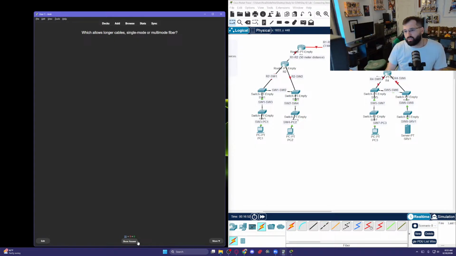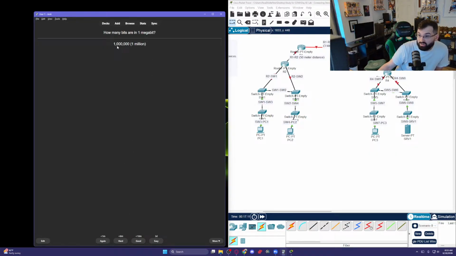Which allows longer cables, single mode or multi-mode? Oh, single mode is longer cables. Okay. Yep. How many bits are in 1 megabit? Isn't that 1,000? No, it's a million. Oh, because mega means million. I could probably make the connection with that.